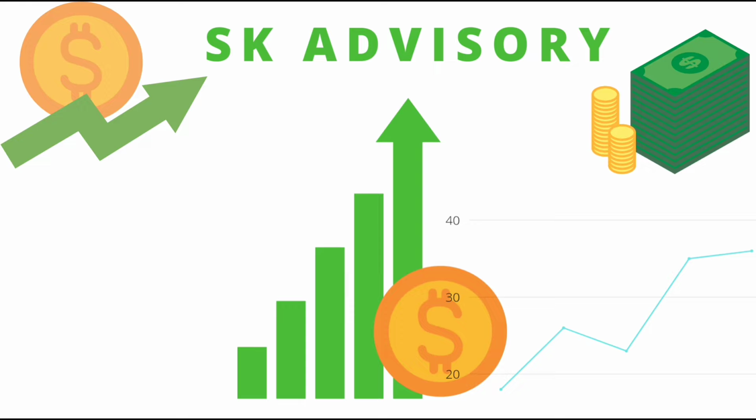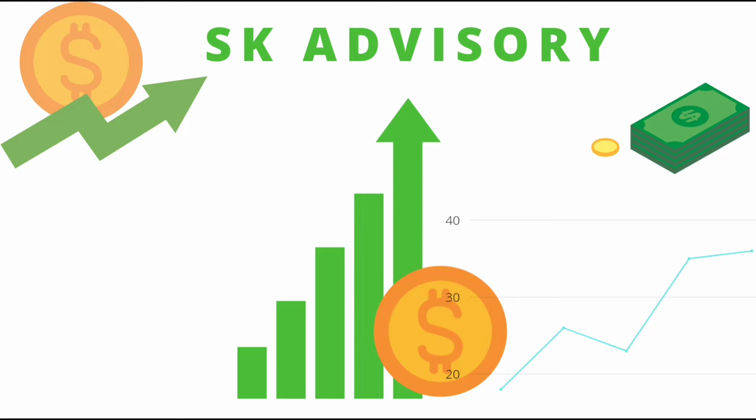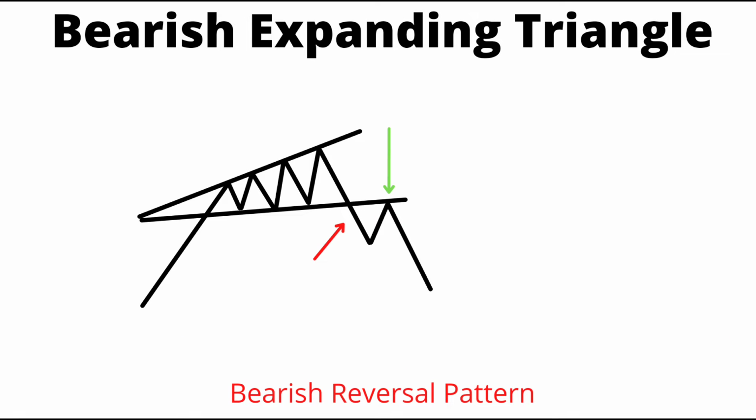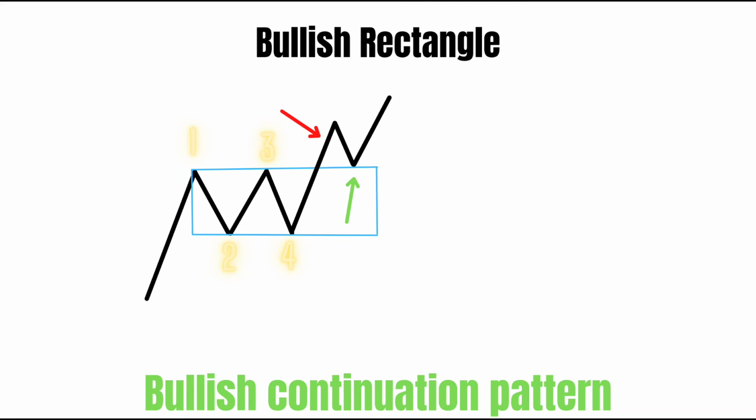This video is episode 7, a continuation on the basic knowledge of chart patterns. In the previous session we learned and analyzed two charts: a bearish expanding triangle and a continuation bullish rectangle pattern. In this session we will analyze the bearish rectangle pattern.